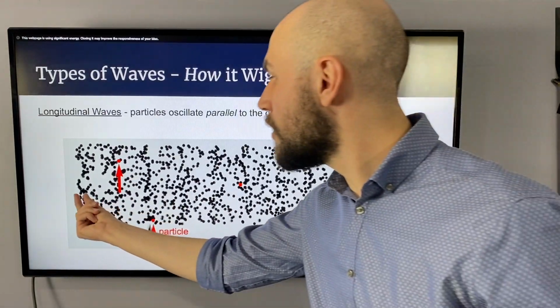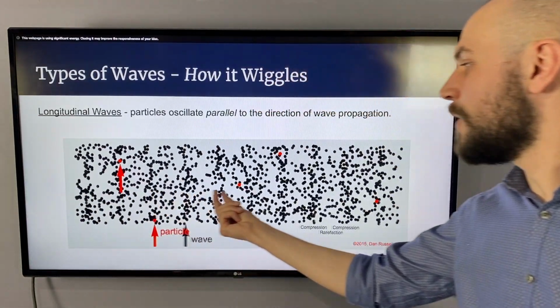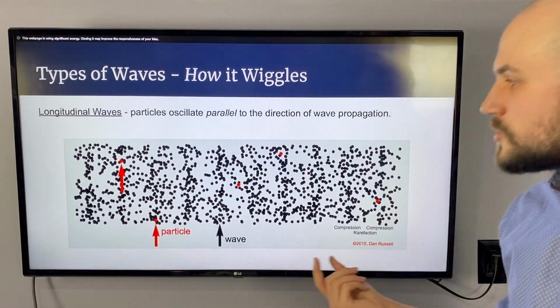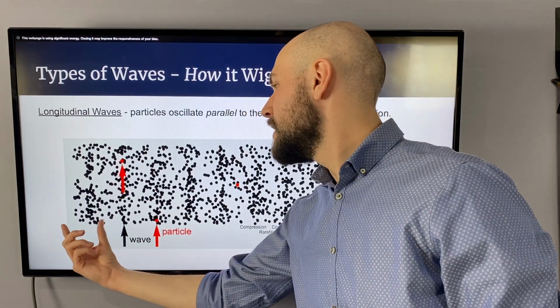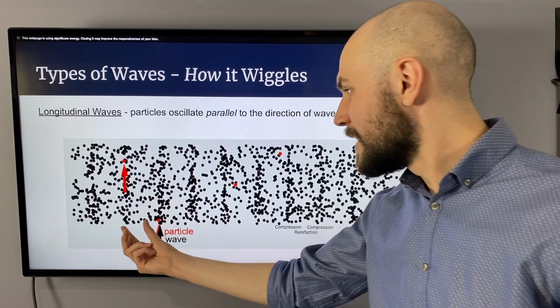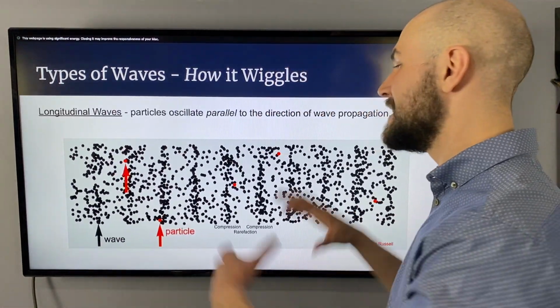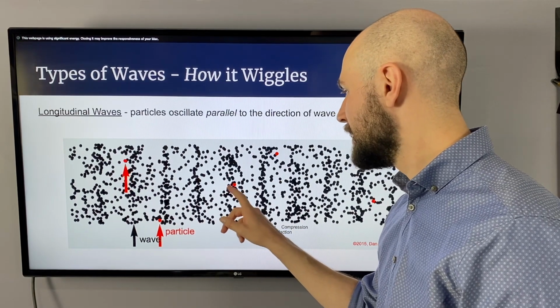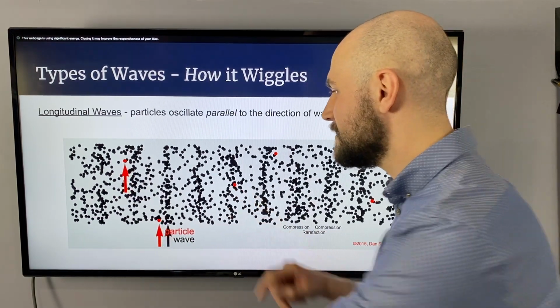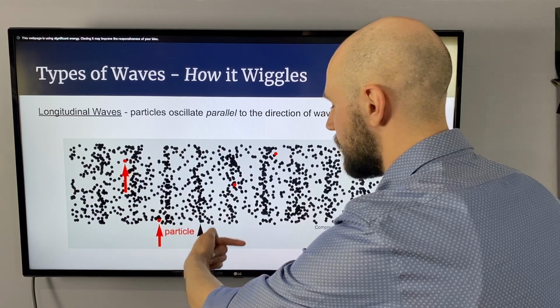Notice that none of these particles are actually traveling off to the right. What's traveling off to the right is the grouping of the motion, right? The entire macroscopic motion of this whole system of particles. They're oscillating parallel to the direction of wave propagation.